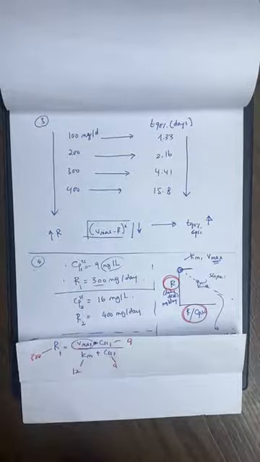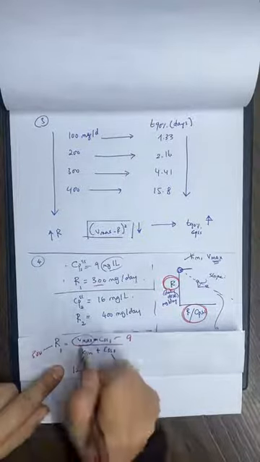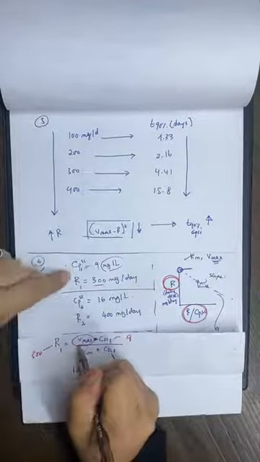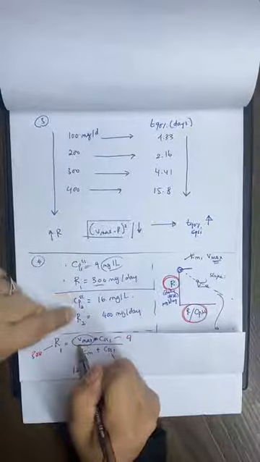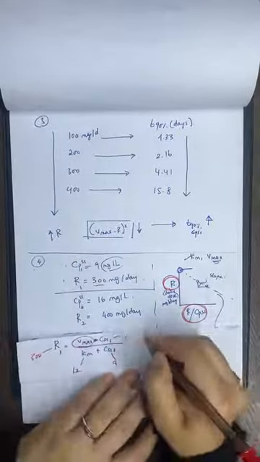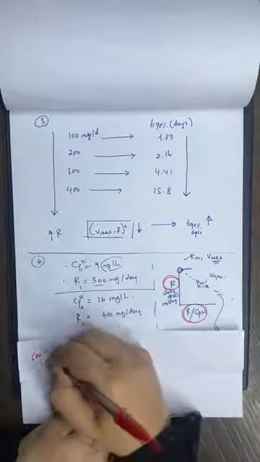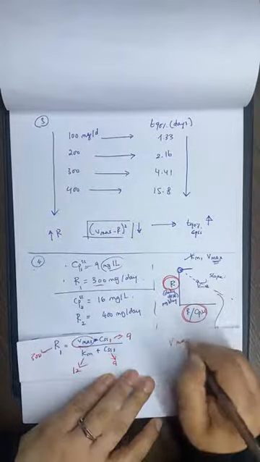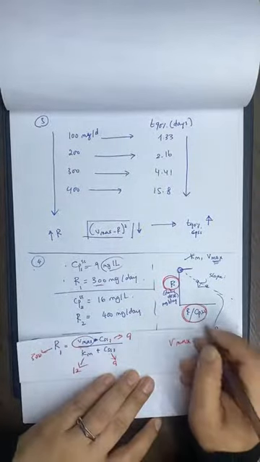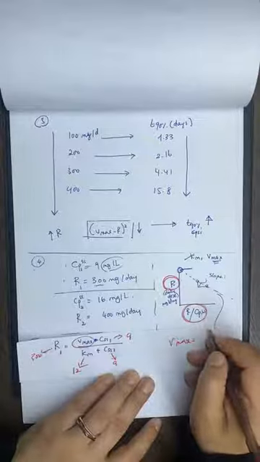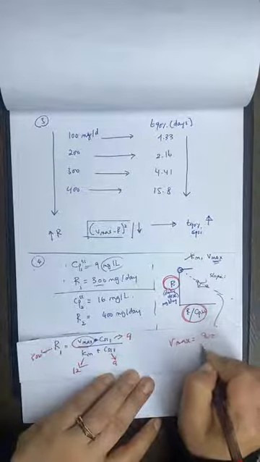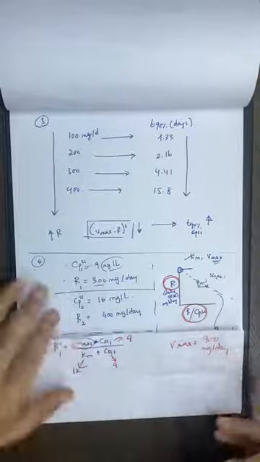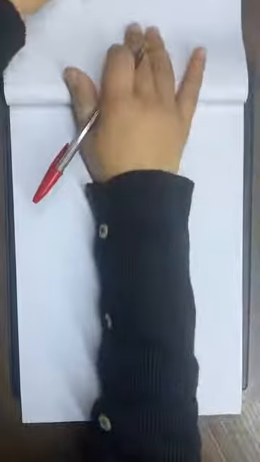And again, the answer for Vmax should be the same, whether you use those data points or those data points. Vmax will be equal to 700 milligram per day.